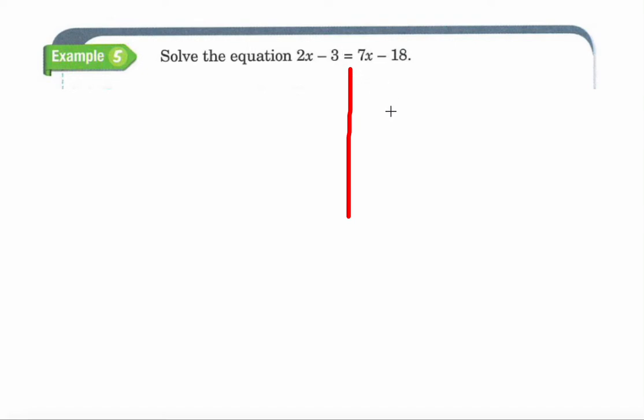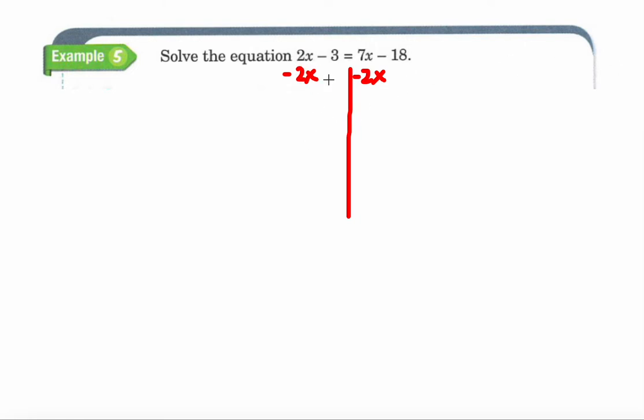Sometimes we might, though. All right, so now we've got to move stuff, and I'm going to move my x's first. That's just what I like to do, but you don't have to do that. I'm going to move my smaller x, which is 2, compared to my 7x. This is a 2x. It's a positive 2x, so don't be confused by the negative behind it. That negative belongs to the 3. This is a positive 2x, so I need to subtract 2x on both sides to get rid of it, because 2x minus 2x becomes nothing.